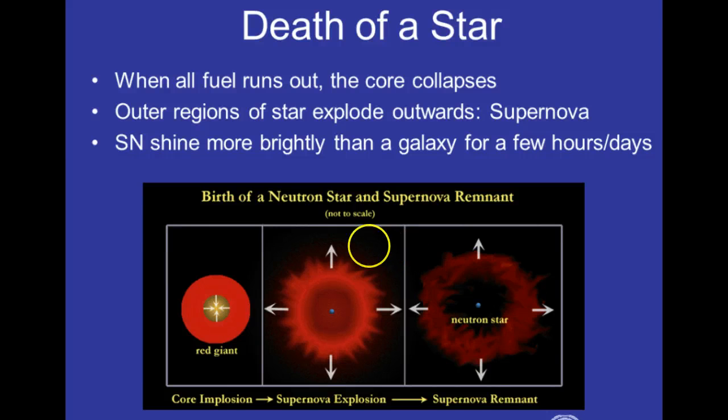So the outer region of the star explodes, forms a supernova, and the supernova shines more brightly than an entire galaxy, but for only a few hours or days. So I'd like you to get that down, that supernovas shine more brightly than a galaxy, but only for a few hours or days. Most supernovas are extremely far away from us, so we don't really feel their effects.